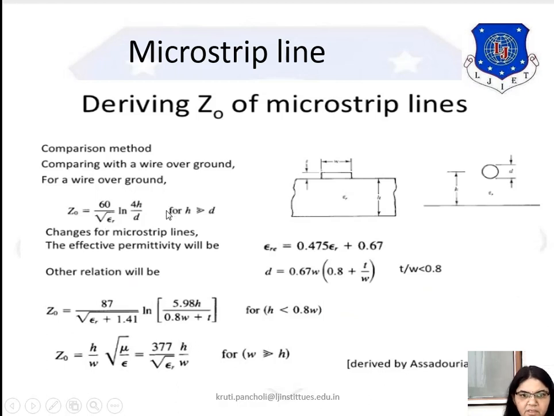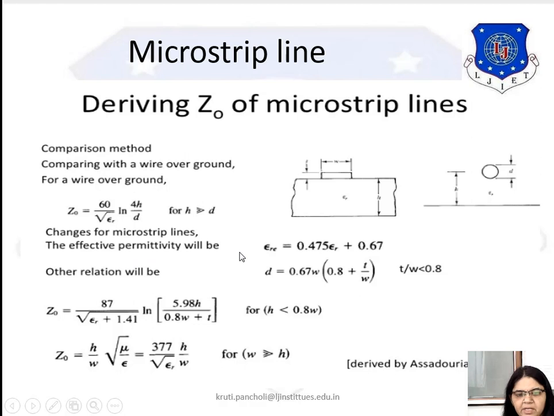The equation for the characteristic impedance of a microstrip line compared to a wire over ground is Z0 equals 60 upon square root of epsilon r, times ln of 4h upon d, where h is much greater than d. Whenever h is much greater than d, at that time the characteristic impedance of the transmission line can be found from the height, diameter, and the permittivity.